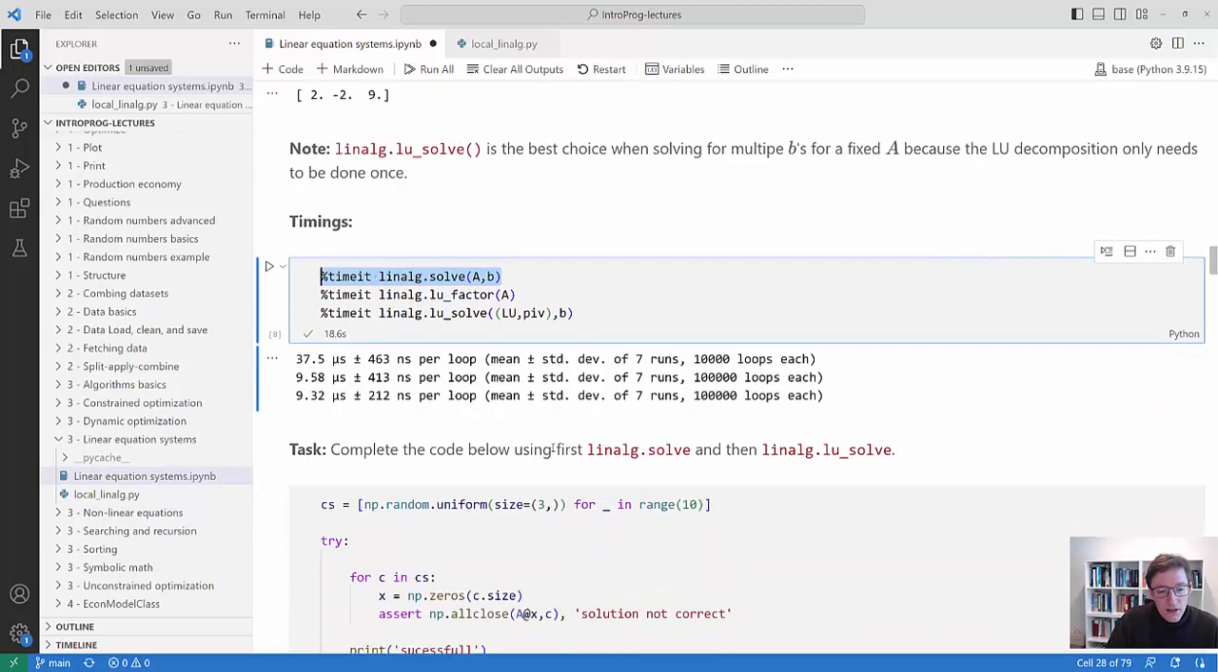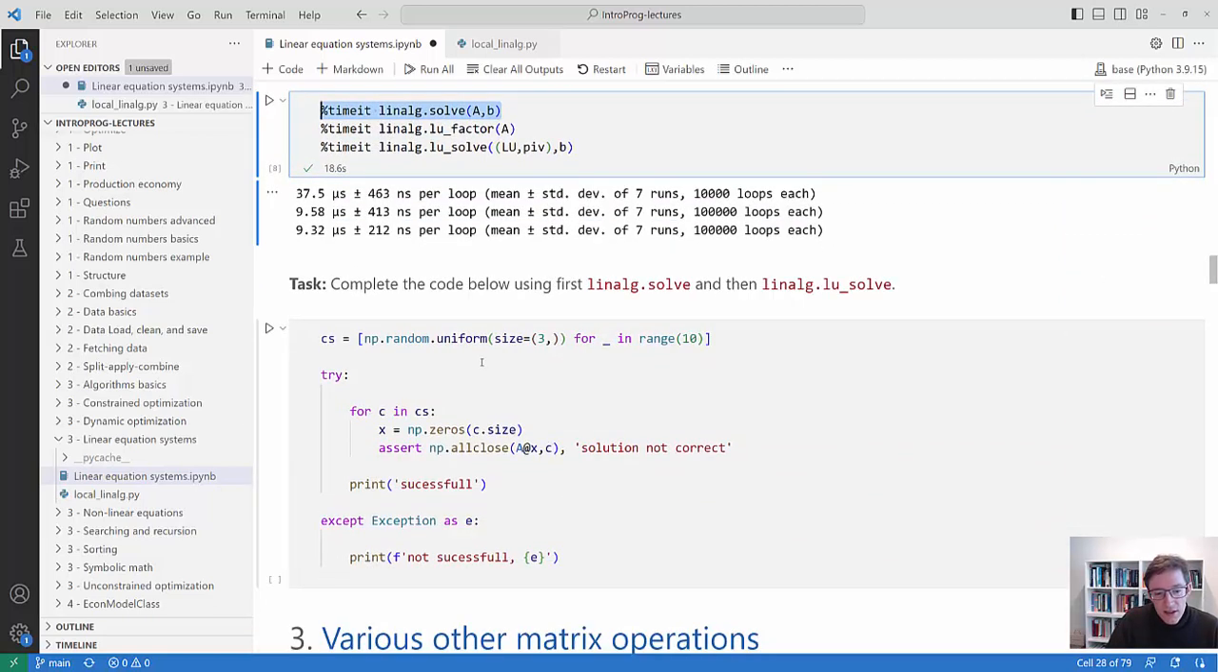Okay, so now a task for you. Have a look at this code below. Now I'm creating multiple right hand sides, and then we want to solve each of them and be sure that we have the right solution each time. And I want you to do that first with linalg.solve and afterwards with linalg.lu_solve. So pause the video here and do that. Okay, I hope you have tried to do it. Let us see how we could do it.